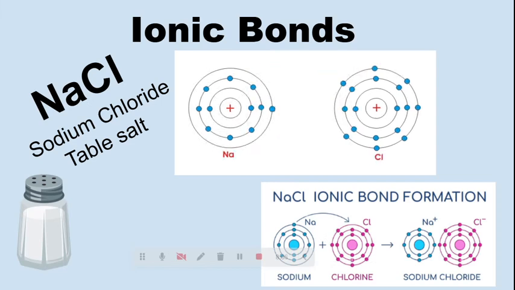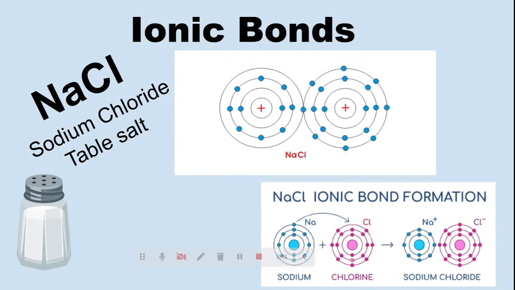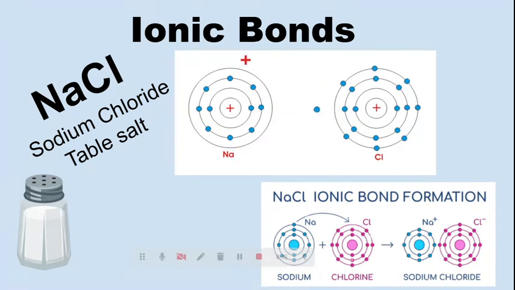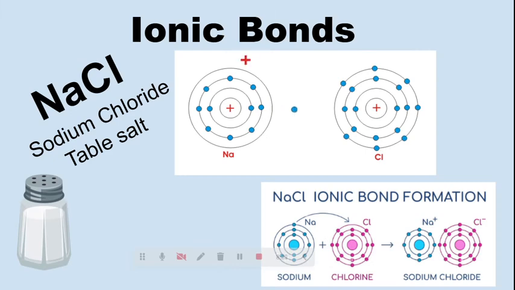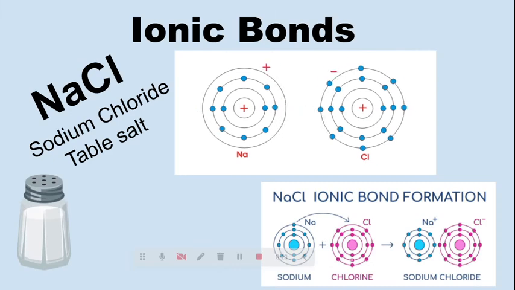So I wanted to do a quick reminder, let's do a summary. Ionic bonds are a bond between a metal and a nonmetal. Remember, metals are located on the left side of the periodic table, and nonmetals are located on the right side of the periodic table.